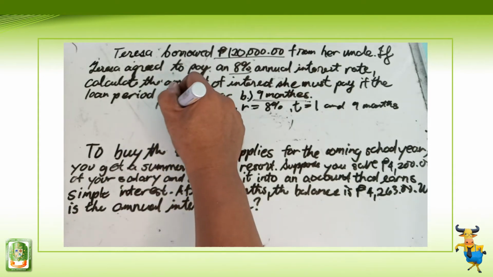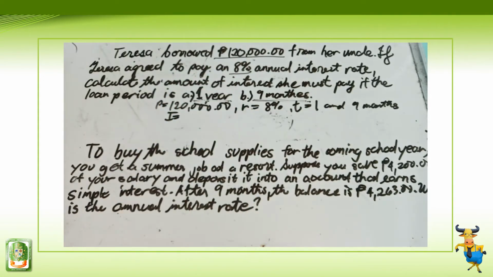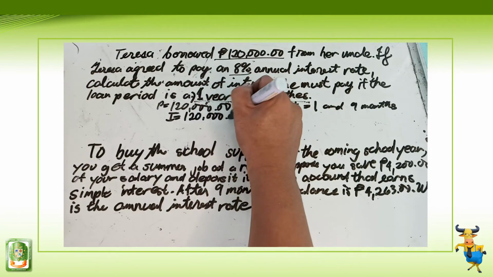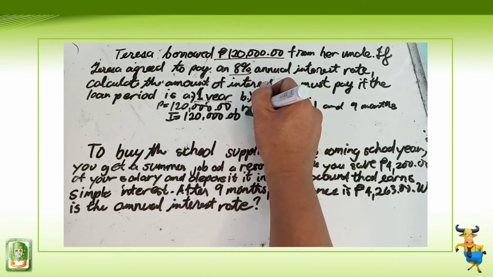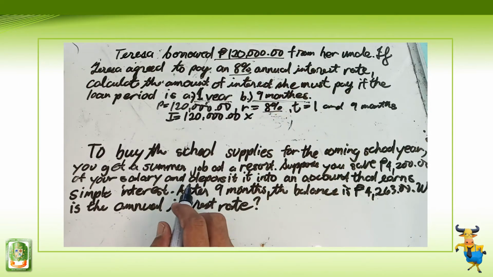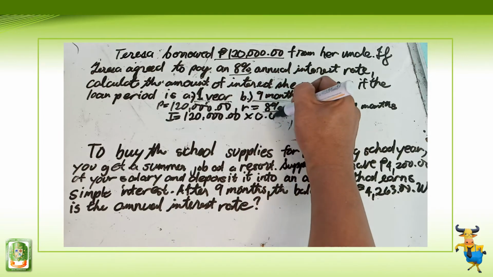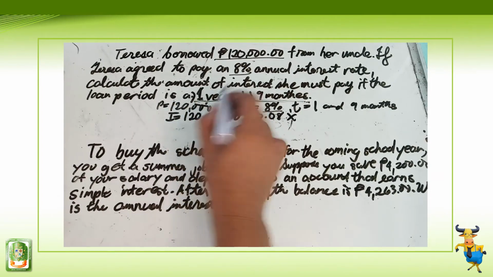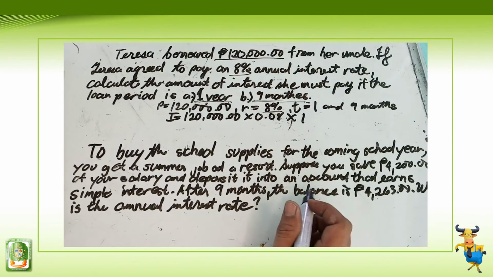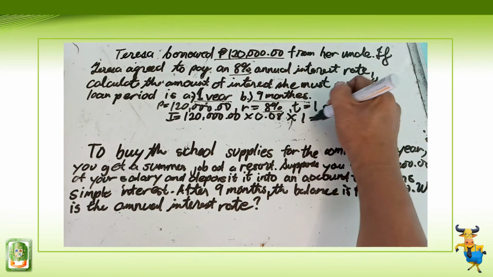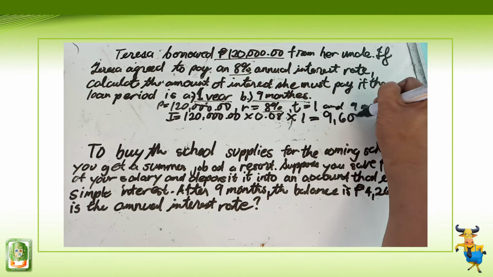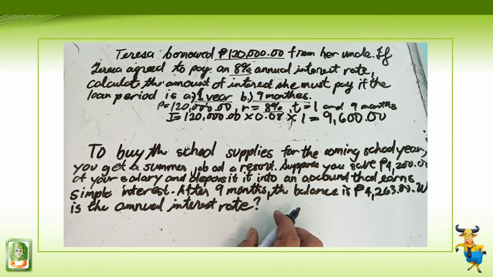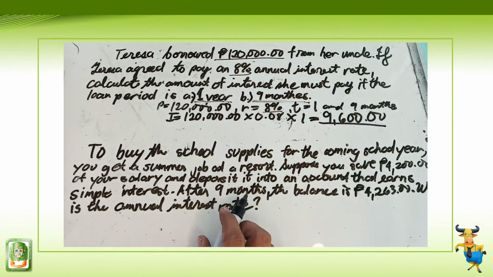So, the simple interest, interest is equal to 120,000 times the 8%. So, 0.08 times within a year times 1 year. So, the answer is 9,600 pesos. Okay? So, ito ang babayaran niya sa loob ng isang taon.